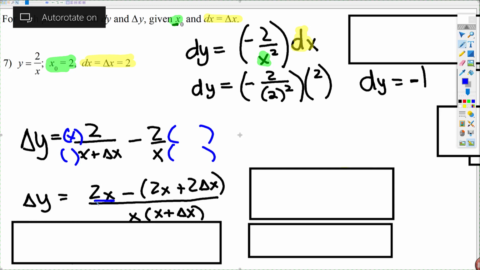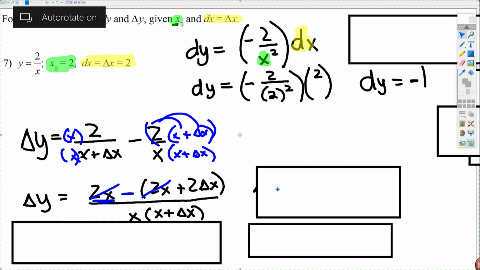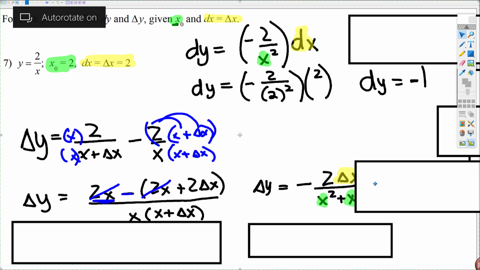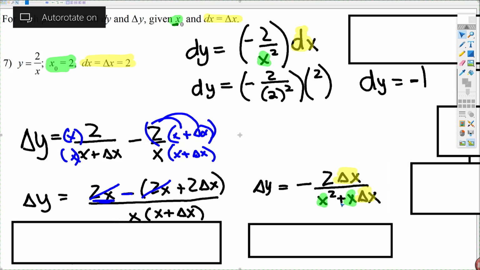x times 2 is 2x, and then subtract this whole thing. So 2 times x is 2x, 2 times delta x is 2 delta x, and then we just multiply the denominators together because now they're the same. And then simplify. 2x subtract 2x leaves negative 2 delta x. So delta y is equal to negative 2 delta x over x squared plus x delta x.